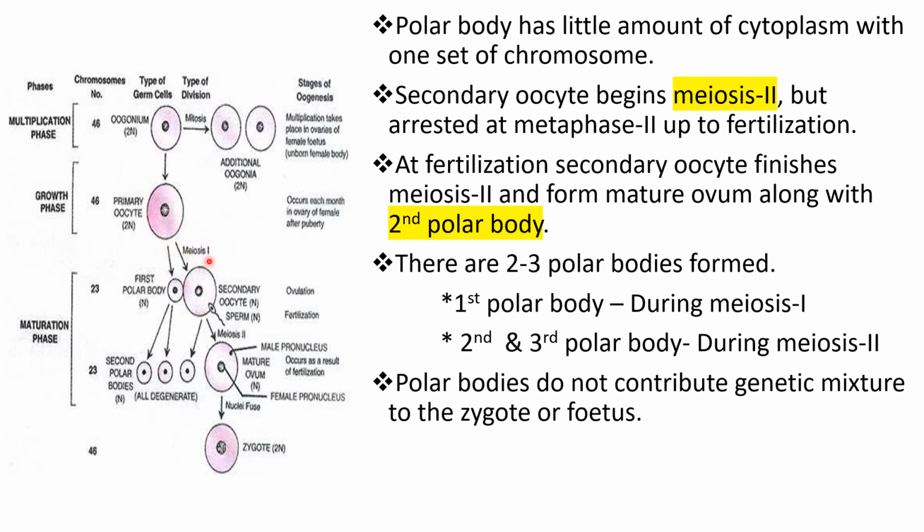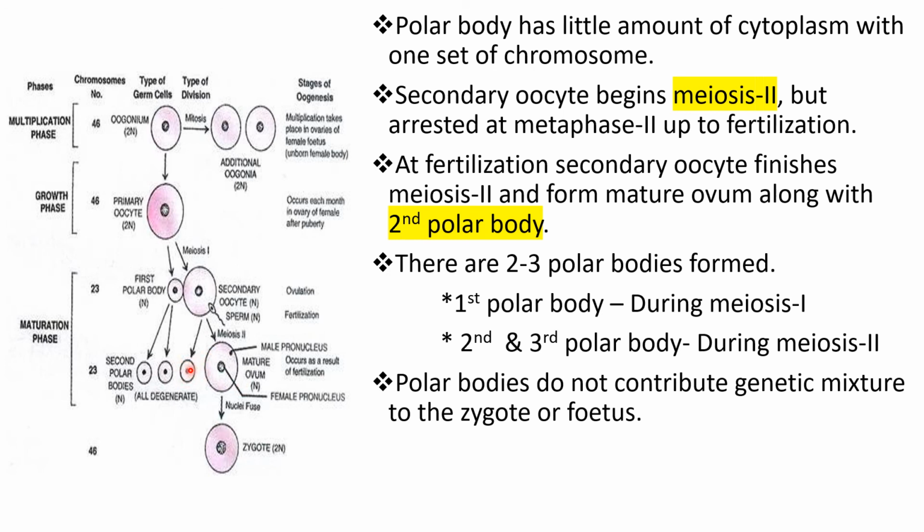Here, firstly it is exposed to meiosis-I and it divides into two unequal cells. One is secondary oocyte, the other one is the first polar body. The secondary oocyte contains a large amount of cytoplasm with one set of chromosomes. The first polar body contains a little amount of cytoplasm with one set of chromosomes. Then the secondary oocyte begins meiosis-II, but it is arrested at metaphase-II. At the time of fertilization, the secondary oocyte completes the remaining meiosis-II and forms the mature ovum and another polar body.